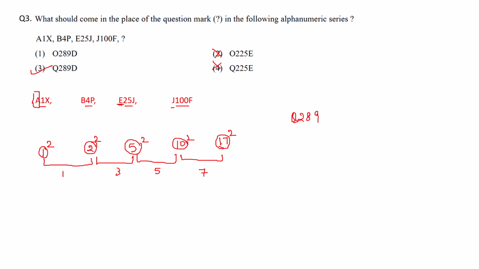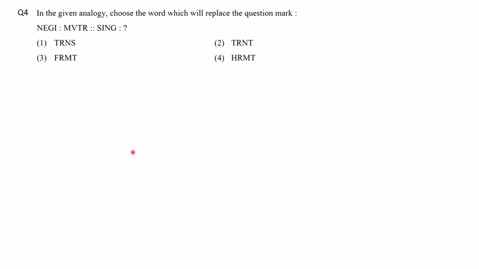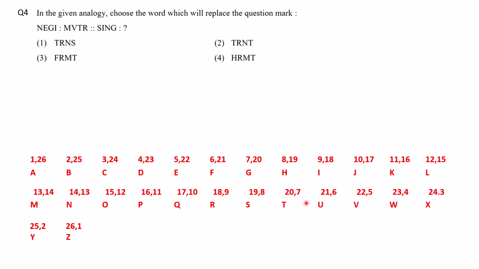Now moving to question number 4. Now question number 4, in the given analogy, choose the word which will replace the question mark. So here if you see the analogy, all are alphabets, isn't it? So in such a question, there should be some pattern in the alphabet series. So I have written here all the alphabets just for your convenience, and I have written the order of the alphabets both in the forward direction as well as in the backward direction.